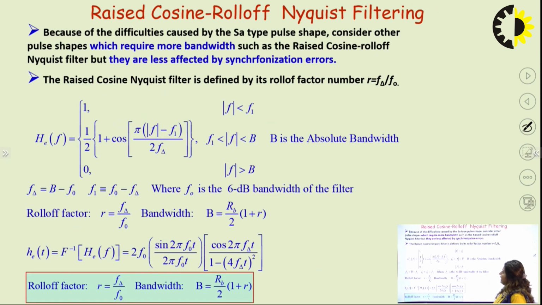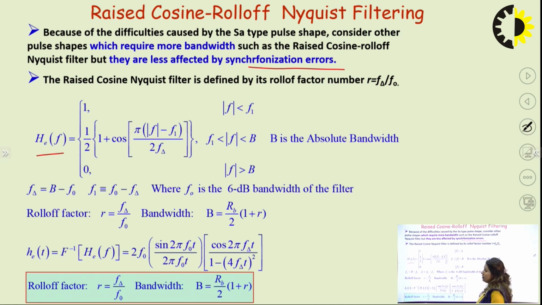So next we have another method, which is called the raised cosine roll-off Nyquist filtering method. Because of the difficulties caused by the sinc type of pulses, consider another pulse shape which requires more bandwidth, such as the raised cosine roll-off Nyquist filter, but is less affected by synchronization error. So it is less affected by timing and synchronization error.